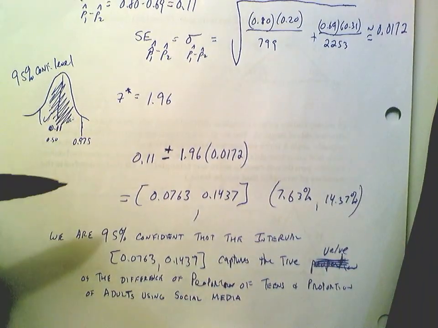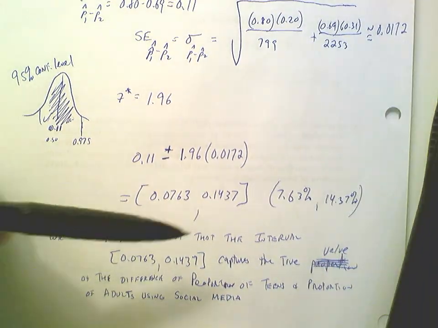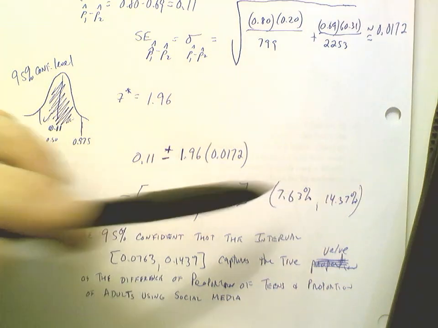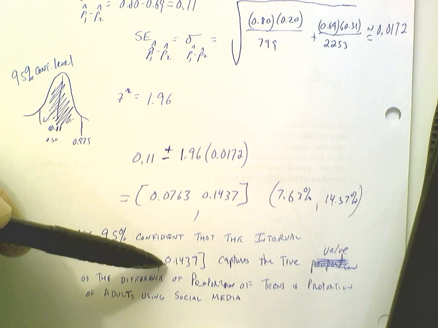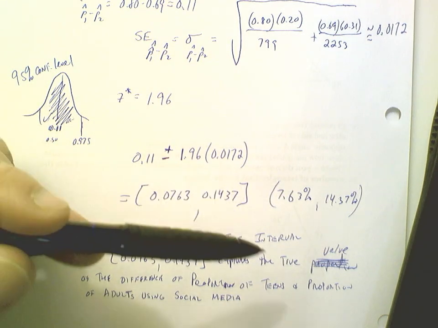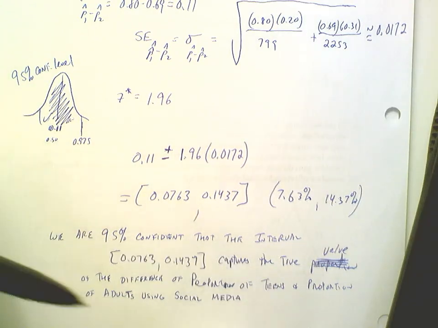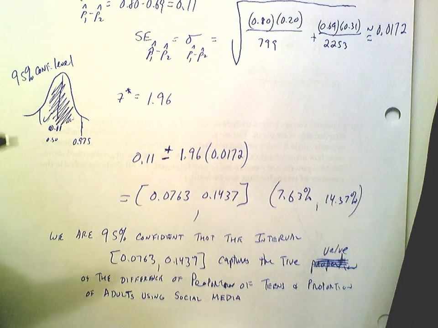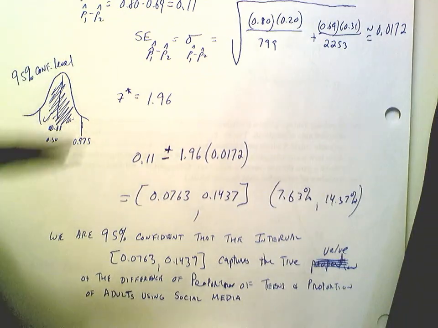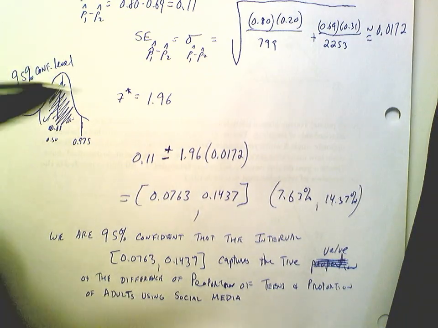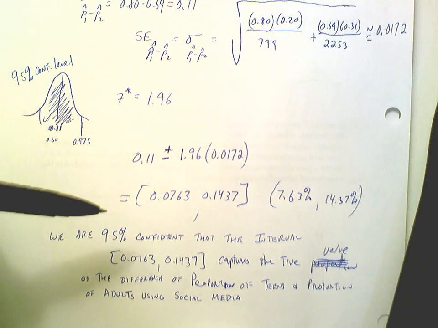What's my normal statement? I can say I'm 95% confident that the interval from 0.0763 to 0.1437 captures the true value of the difference of the proportion of teens and proportion of adults using social media, the proportion of teens minus the proportion of adults. And that's what our confidence interval gets us in this case.